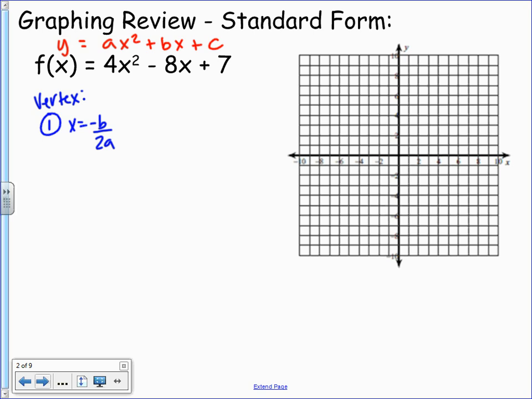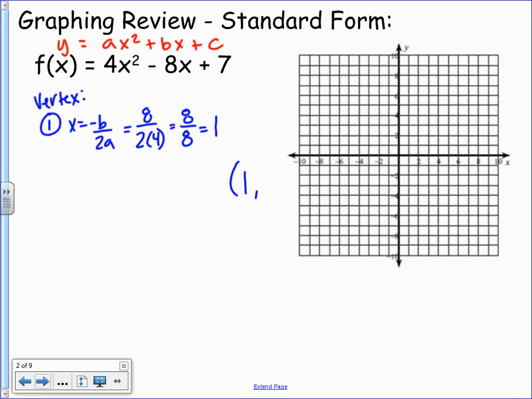We'll go ahead and put in the opposite of b, which is positive 8, divide by 2 times a, which is 2 times 4. So I get 8 divided by 8, which is equal to 1. So the first part of my vertex, or my x-coordinate for my vertex, is 1.